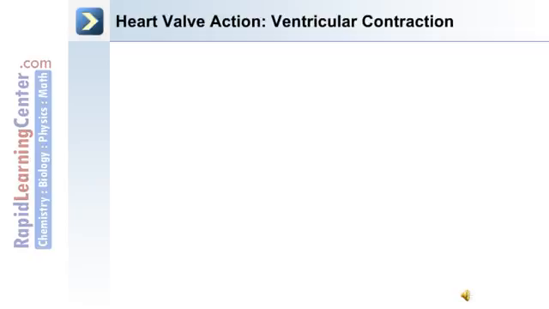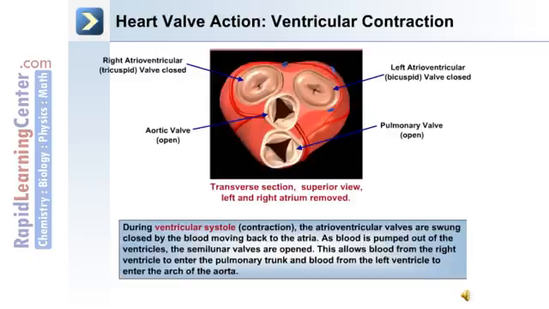Ventricular contraction or systole. During ventricular contraction, the atrioventricular valves are swung closed by the blood moving back to the atria. As blood is pumped out of the ventricles, the semilunar valves are now open. This allows blood from the right ventricle to enter the pulmonary trunk and blood from the left ventricle to enter the arch of the aorta and move on towards the rest of the body.